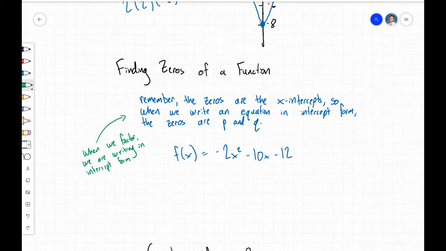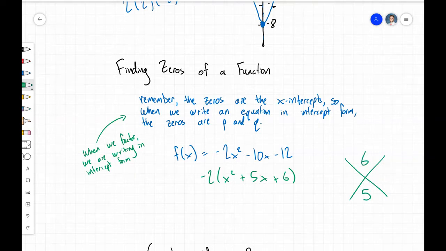So if we factor here, we can first factor out a negative 2. That will leave us with x squared plus 5x plus 6. And then we can factor x squared plus 5x plus 6. So again, here needs to multiply to 6 and add to 5. So now that's going to be 2 and 3. So that gives me negative 2 times x plus 2, x plus 3.